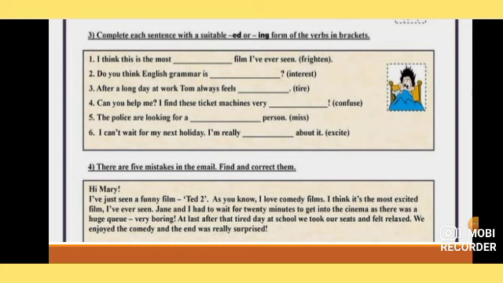Do you think English grammar is interesting? After a long day at work, Tom always feels ___. Tom, a person feeling يبقى tired. Can you help me? I find these tech machines very confusing. The police are looking for a missing person. يعني missing هنا هي adjective يعني معناها حاجة مش موجودة أو ضائعة، لكن missed ده verb، فهنا a missing person. هنا مفيش feeling خالص، متكلمش عن مشاعر، دي adjective. I can't wait for my next holiday. I'm really excited about it. Okay, here there are هما مش 5 هما 3 mistakes لأني مش دي الباسج كلها.